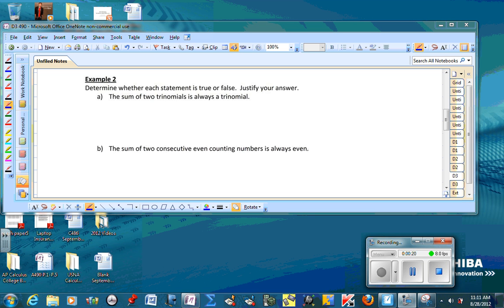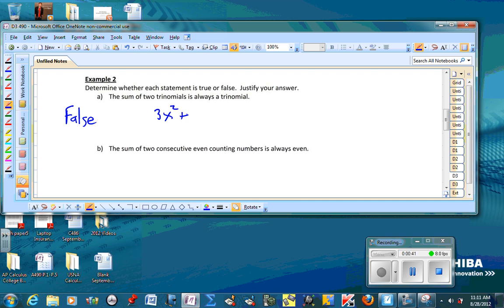It says the sum of two trinomials is always a trinomial. Well, mathematically, that statement is true if it's true for every situation that could arise. But we're going to say that this answer is false, and all we need to do is give one counterexample. So let's look at an example like this. 3x squared plus 4x plus 5.